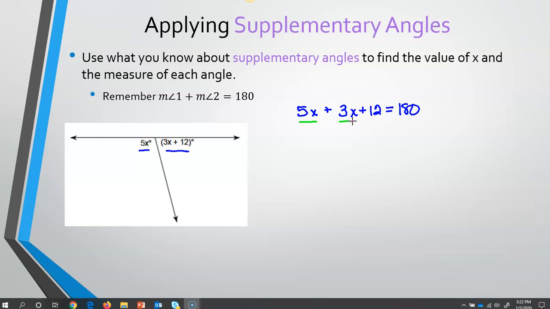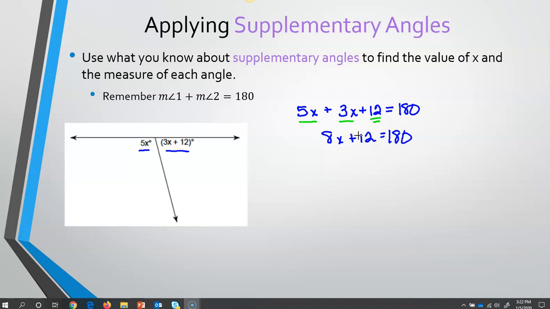All right, the other one is a constant, so I could give it a double underline again, but it's the only one. So 5x plus 3x is going to give me 8x plus my 12 equals 180. All right, so there's what I've got that I'm working with. So now, combine my like terms. Do I have a variable on both sides of the equal sign? I have x here, not an x on the right, so no.